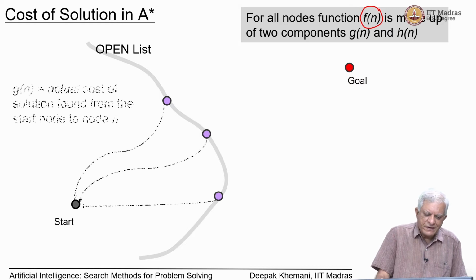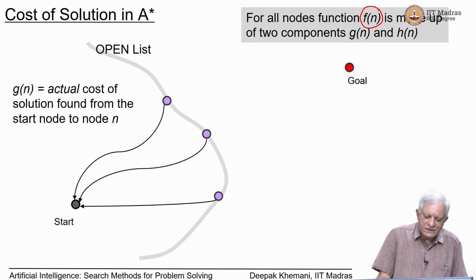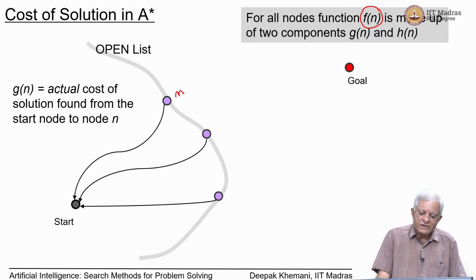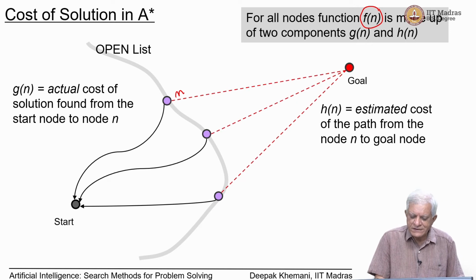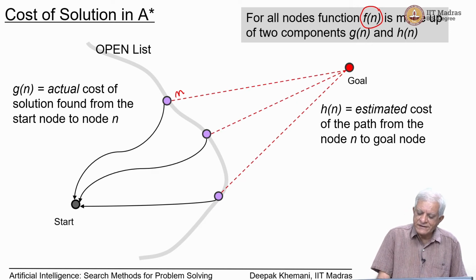What are these? G of n is the actual cost of the solution found from the start node to the node n. So, supposing this is the node n that we are talking about, g of n says that this is the actual cost found to the node n. This is what branch and bound or Dijkstra's algorithm would have essentially. H of n is our good old heuristic function, which says that you estimate the distance to the goal, and essentially f of n is the sum of g of n plus h of n, and that is what we use in our search algorithm.